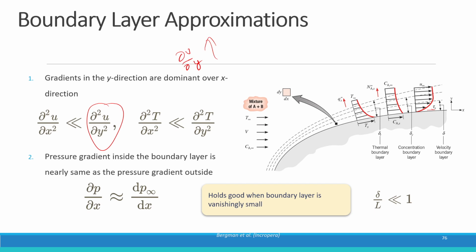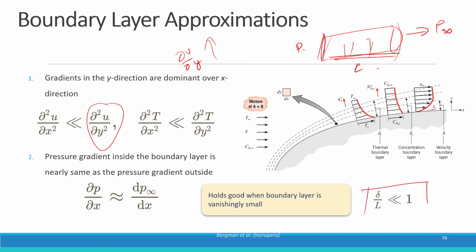Then again, the pressure gradient inside the boundary layer is nearly the same as the pressure gradient outside. So if I am having a cylinder, and the pressure over here is P and over here the pressure is P infinity, we assume that the pressure gradient within the cylinder is the same as the pressure gradient outside the cylinder, that is P infinity minus P upon total length. And these approximations are true when the boundary layer is vanishingly small, that is delta upon L is very, very much less than 1.